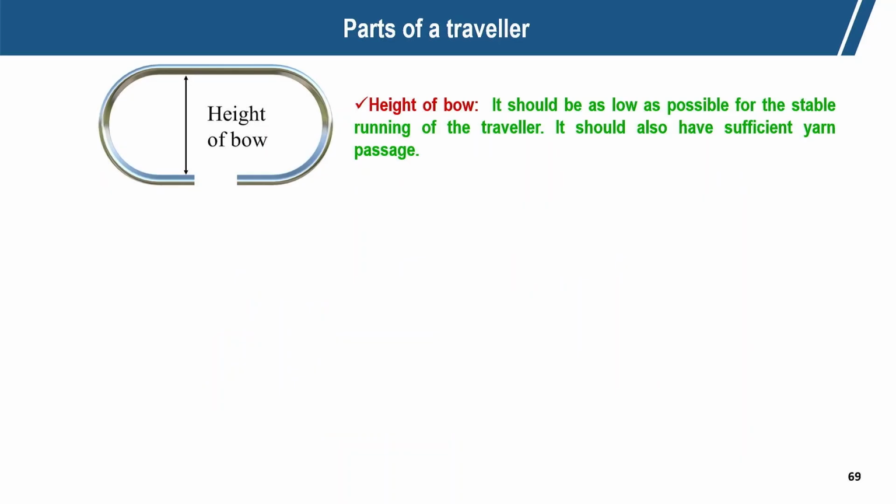Now, let us look at the different parts of the traveller. Here is the height of the bow, which we can adjust. It should be as low as possible for stable running of the traveller, so that the centre of gravity is lower, but at the same time it should have sufficient yarn space. So, in the modern traveller, the height of the bow has to be selected accordingly.